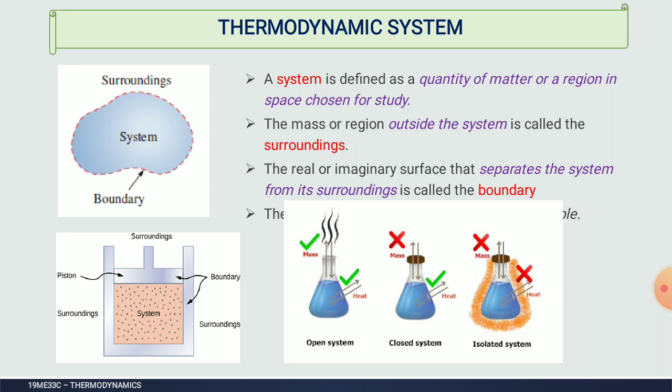Okay, in a closed system energy interaction is there but mass interaction is nil. That means in a closed system there is no mass entering or leaving the system. If mass interaction is nil and at the same time the energy interaction is also nil, the system is called an isolated system. And another type is the open system. In an open system, mass interaction is there and energy interaction is also there.